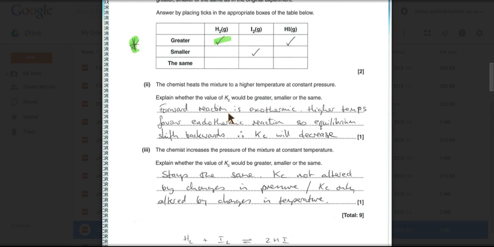So the forward reaction is exothermic. Higher temperatures favour the endothermic reaction, which in this case is the reverse reaction. Equilibrium shifts backwards, therefore Kc decreases. Remember, Kc is a measure of how much the reaction's going in the forwards direction.